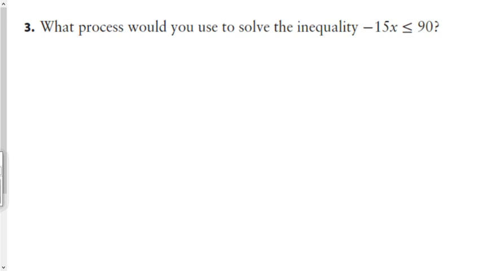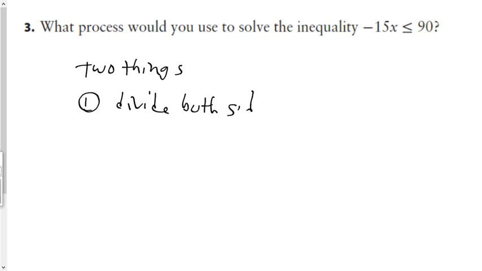Question 3 says, what process would you use to solve the inequality negative 15x is less than or equal to negative 90? Well, there are two things I would do. The first thing I would do is divide both sides of the inequality by negative 15. So it would look like this.